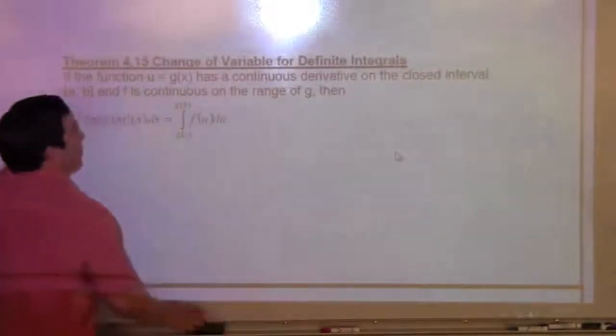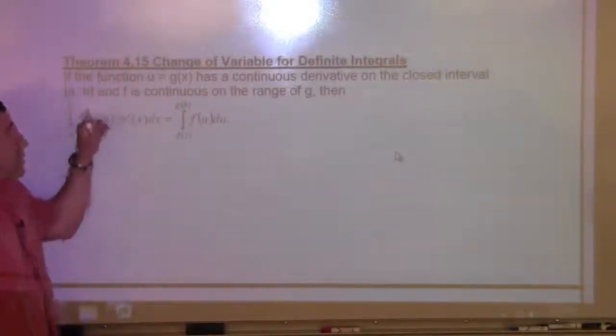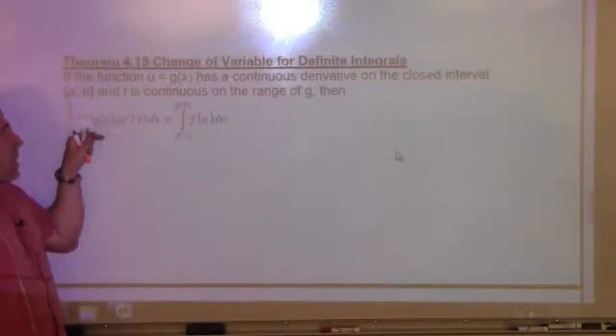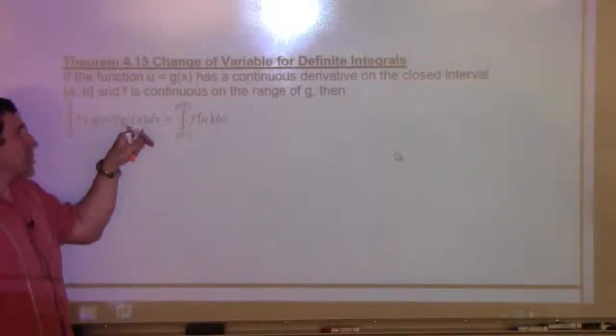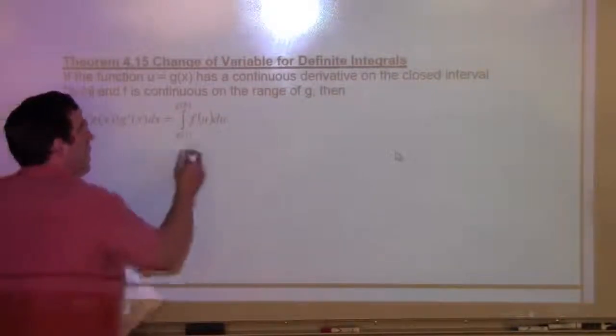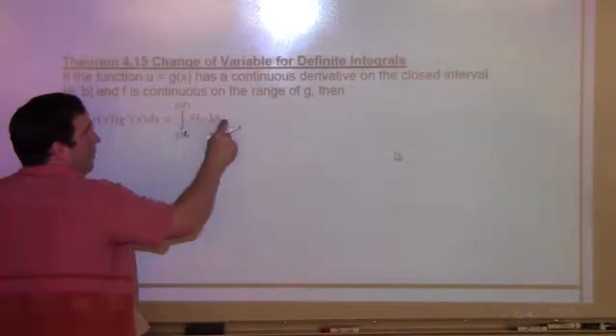If the function u equals g of x has a continuous derivative on the closed interval a, b, and if f is continuous in the range of g, then the integral from a to b of f of g of x times g prime of x dx you could change it to, it should say, the integral from g of a to g of b of f of u du.